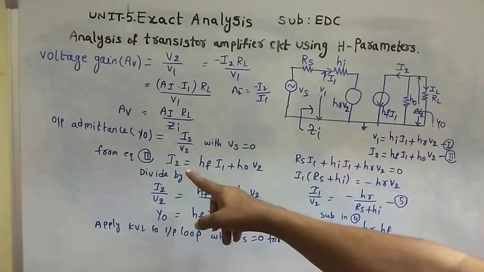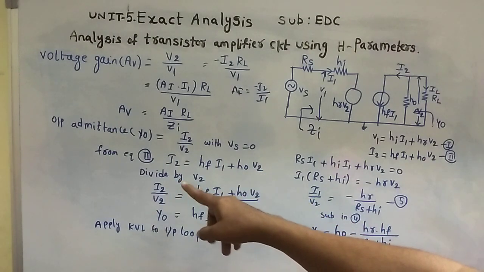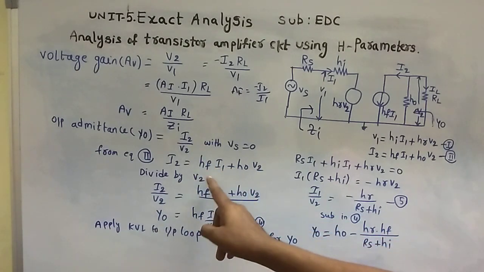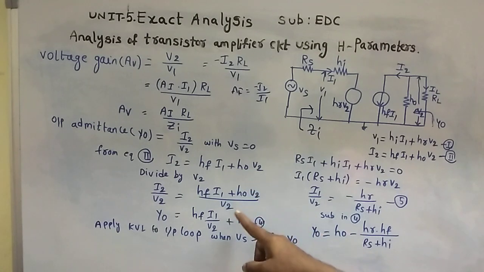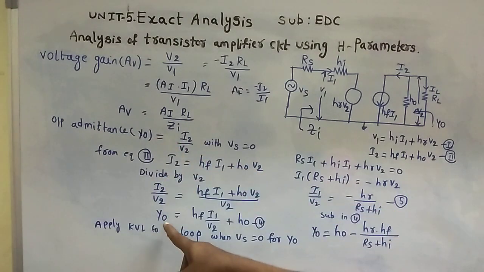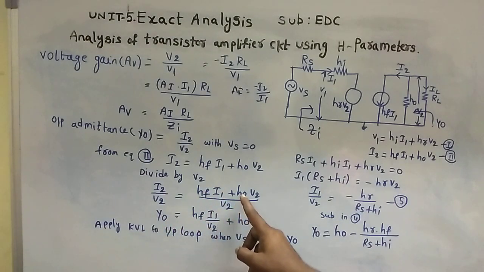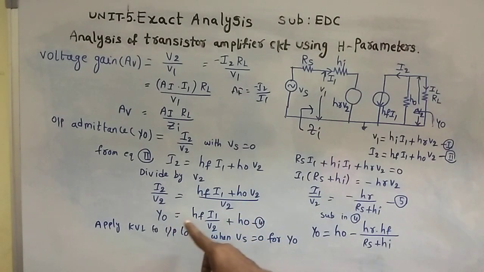From the second equation, I2 is equal to hf into I1 plus h0 into V2. Divide both sides by V2, because we want I2 by V2. I2 by V2 is equal to hf I1 by V2 plus ho V2 by V2. Then what is I2 by V2? Nothing but Y0, output admittance. Then V2 by V2 gets cancelled, leaving ho. This is the fourth equation: Y0 is equal to hf into I1 by V2 plus ho.